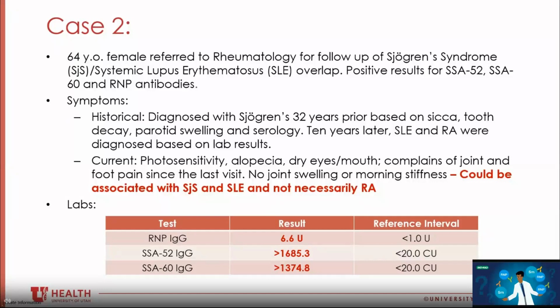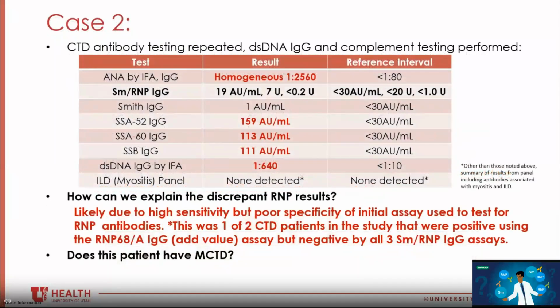Repeat RNP testing using an assay that used the Smith RNP complex was negative, but testing for additional autoantibodies, including ANA by IFA, anti-Smith, anti-SSA52, anti-SSA60, anti-SSB, and anti-double-stranded DNA antibodies were all positive.